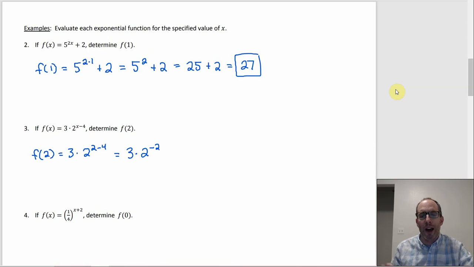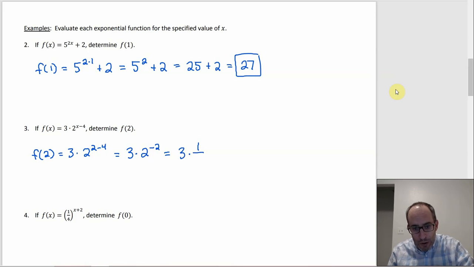And that part, I would say the best thing to do is to rewrite that with a positive exponent. And the way that you can do it is bring it down. So you could write this as 3 times 1 over 2 squared. So now that I've got this down in the denominator, I can write it with a positive exponent. So notice how I've got the exponent of 2 instead of negative 2 now. But then the 2 squared is a 4. So this is 3 times 1/4, which most people just call 3/4.